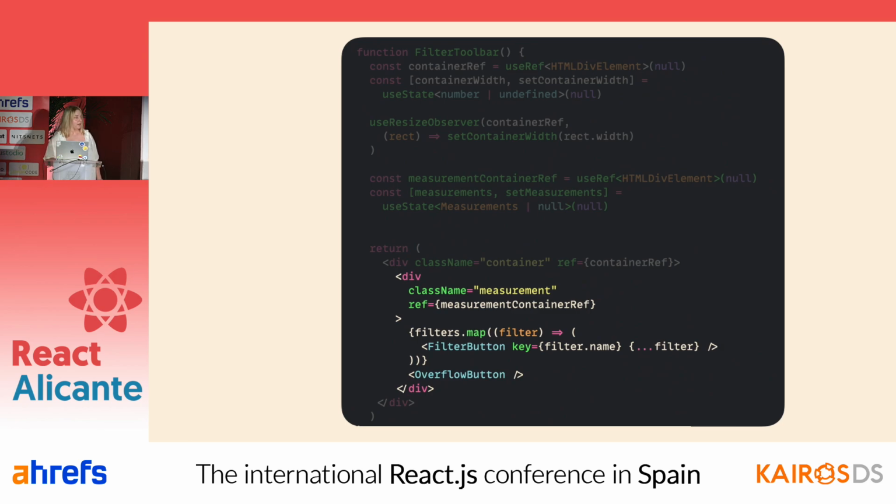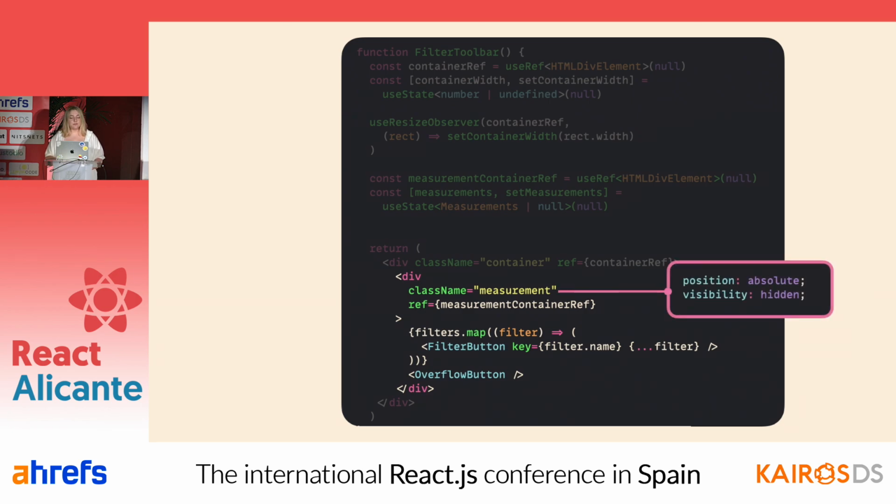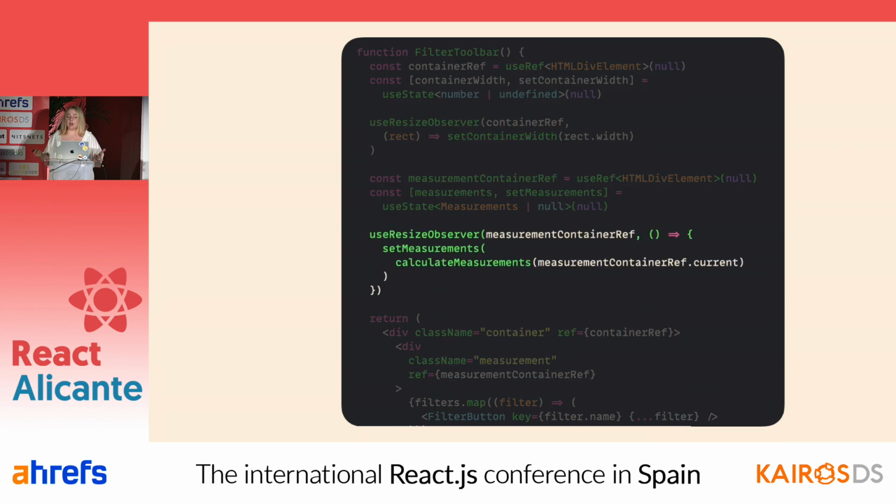In order for it to still be measurable, we can set visibility hidden and position absolute. So it will still stay within the DOM and will have dimensions, but it will be hidden. Alternatively, and probably even better, would be to render it in a portal, but we'll keep it simple right now. So now we can use the same useResizeObserver hook here to calculate the measurements and see how they change. Now to the fun part.